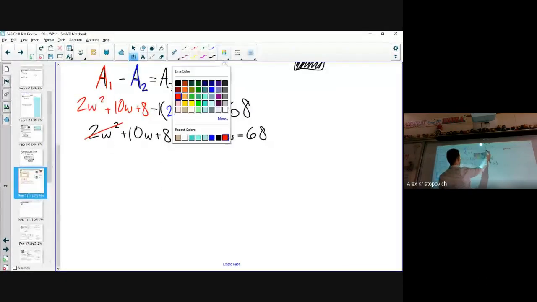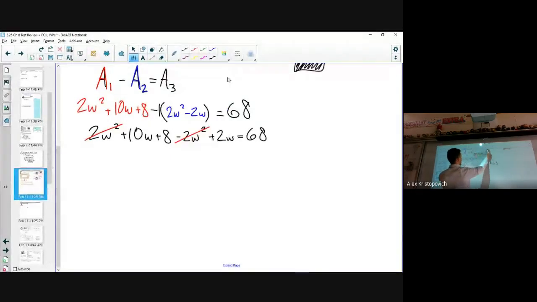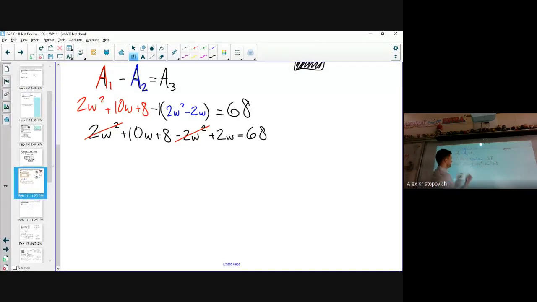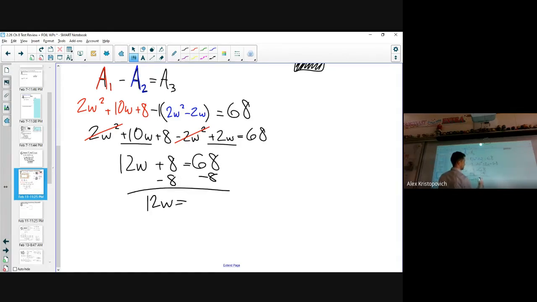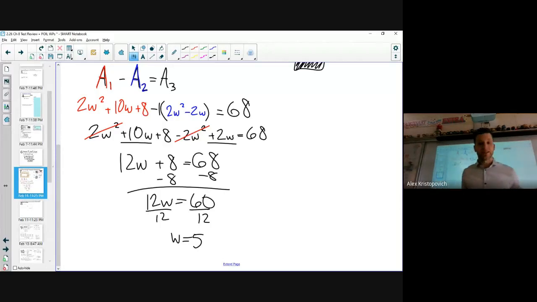All right, let's see. 10w plus 2w. That's going to end up getting 12w. And then we have plus 8 equals 68. This should look pretty attainable at this point. We can subtract 8 from both sides. 60, and we can divide by 12. So w equals 5. We basically are there.